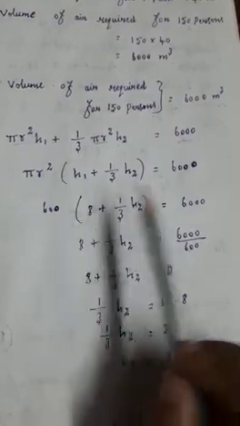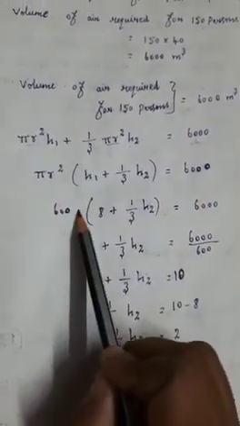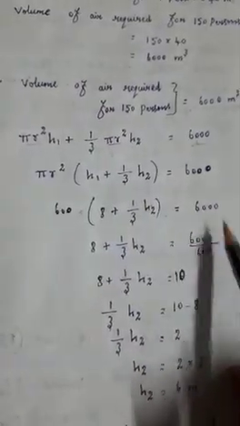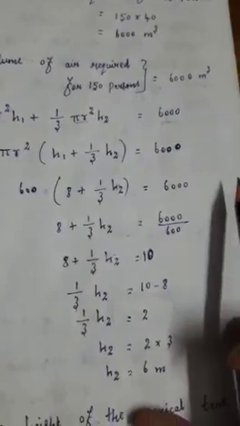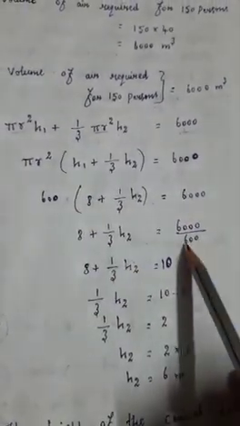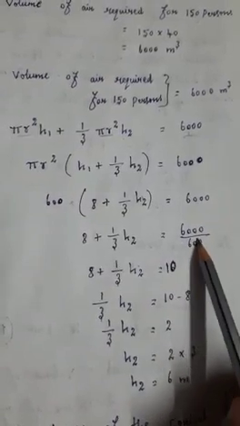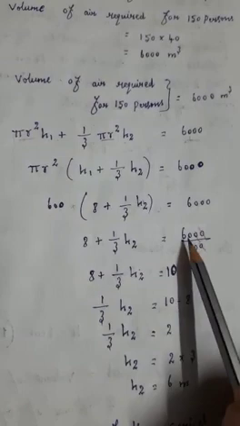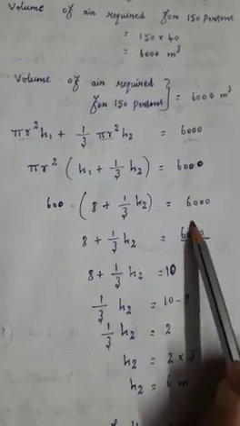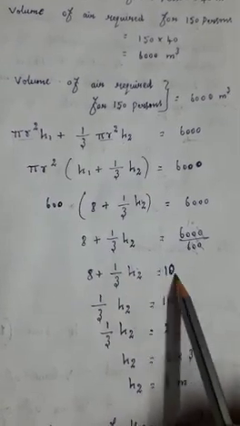Now can you bring this 600 to the right side? This is multiplication, so while you are bringing it to that side, it will become division. So you have to write 8 plus 1 by 3 into h2 is equal to 6000 divided by 600. On the right hand side, you can cancel 2 zeros. After cancelling 6 and 60, 10 will come. So now 8 plus 1 by 3 into h2 is equal to 10.